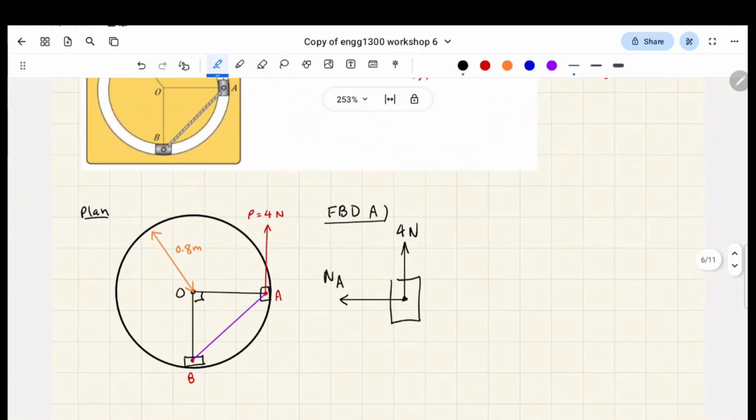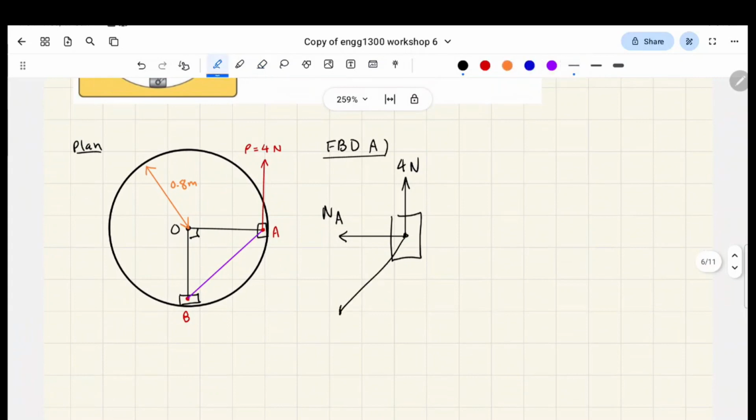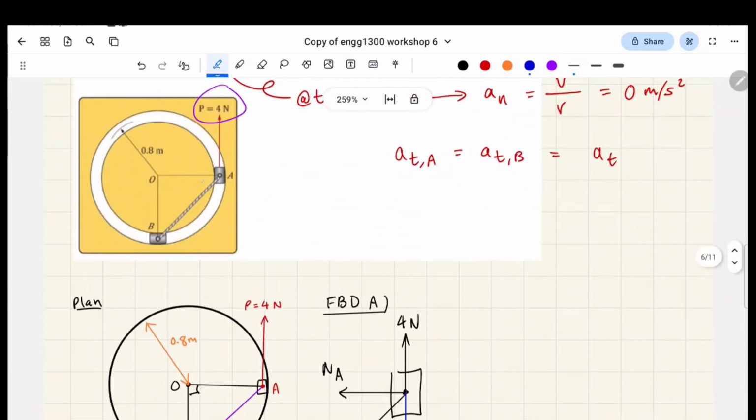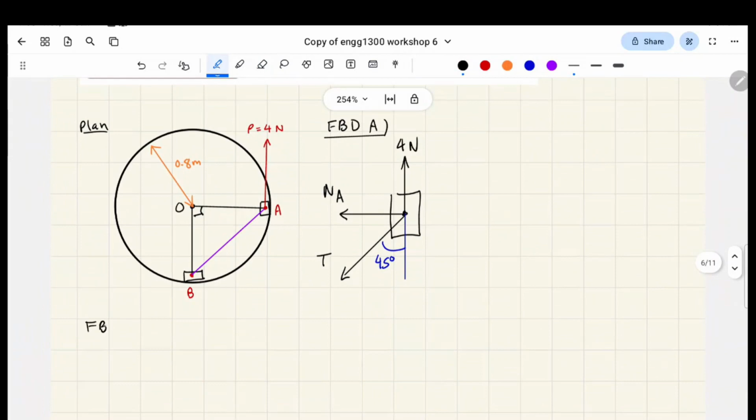It's going to push off the surface, so there's going to be a normal reaction. And the other thing that's happening in terms of forces is the tension force here, which is at 45 degrees, just because of looking at it. So that's our free body diagram at A. I'm also going to draw the free body diagram at B before I do the calcs on A.